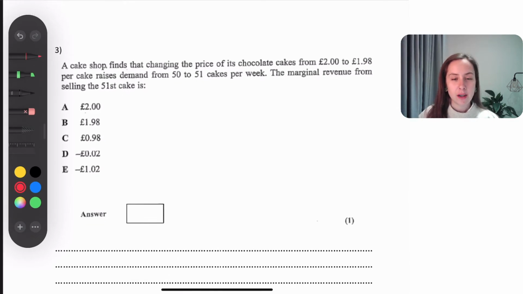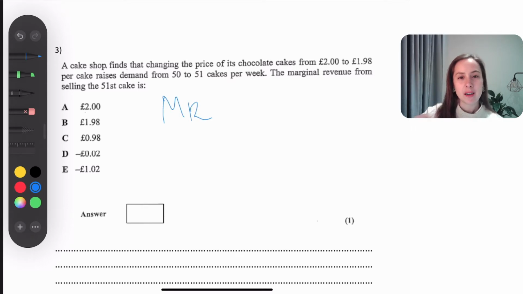Question 3. I love question 3. It is a good test. You'll be surprised how easy it is to get this one wrong. This one's asking you for the MR, but it's been geared up in a way that makes you intuitively work it out and think, whoa, they're selling one extra cake and they're selling it for $1.98, so they must be getting kind of like $1.98 more in money, or something like that. Don't do it intuitively.